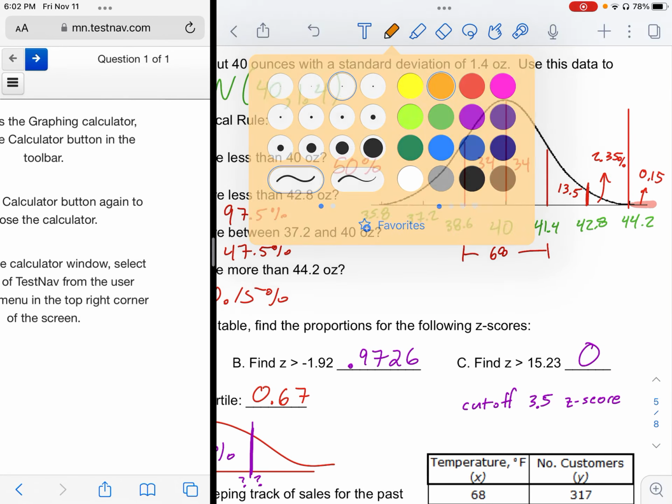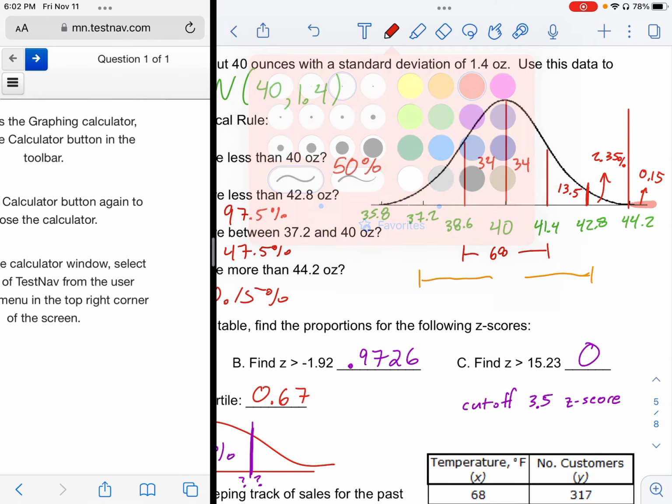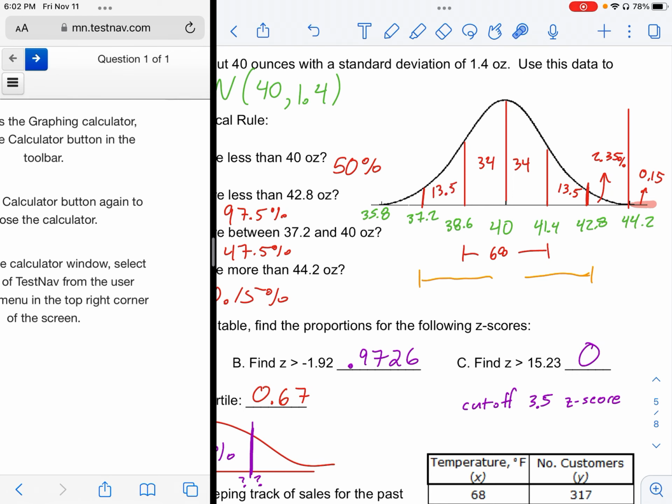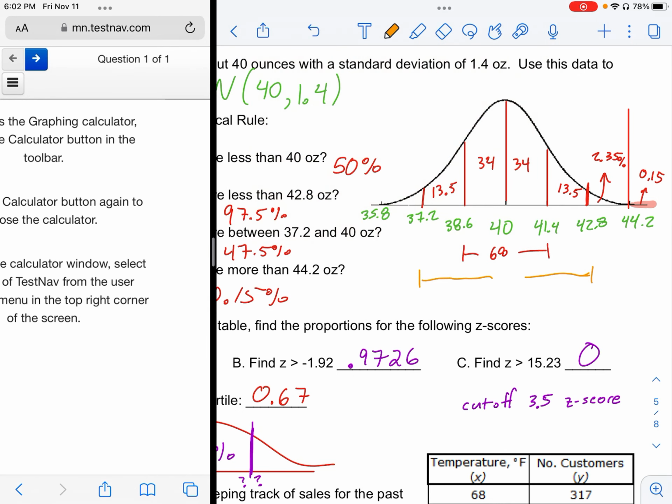So let's do another color. So from here to here, this is 2 z-scores, right? It's plus 2 or minus 2. So this section is also 13.5. If you were to add up this, and this, you're going to get 95%. Okay, so in other words, 95% of the scores are within 2 lines of the middle.